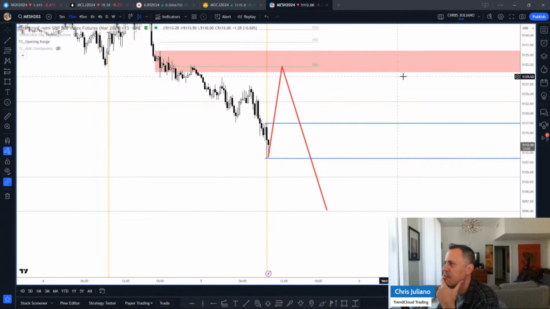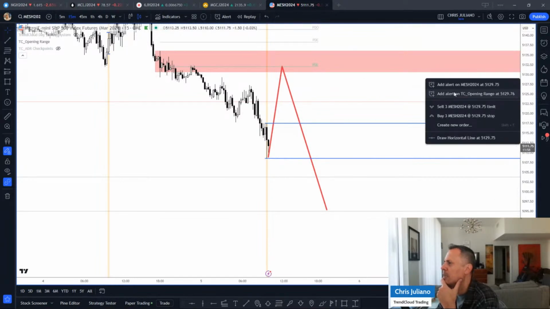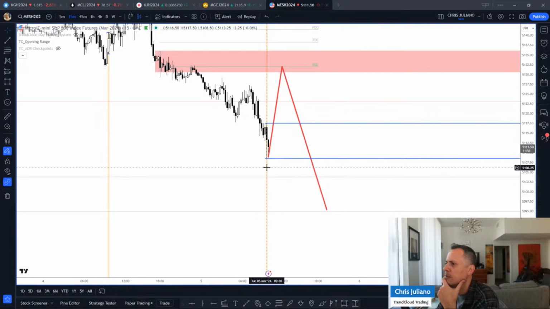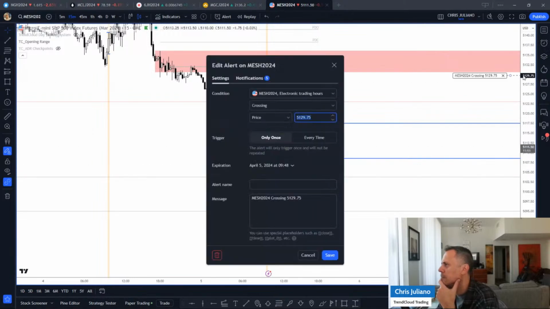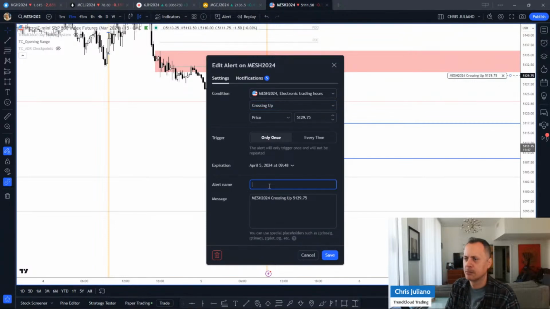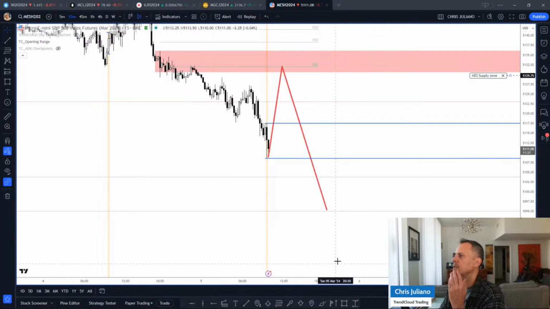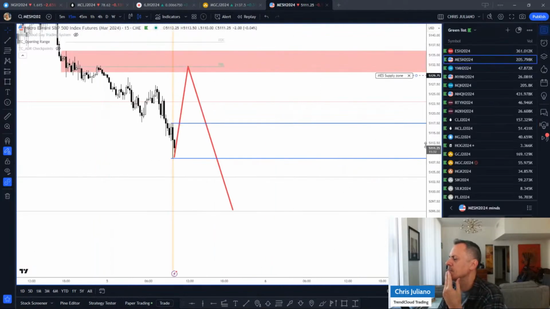Once we get into this area, let's set an alert for that area as well. Alert, crossing up, supply zone. Let us know. And that's all we can do.